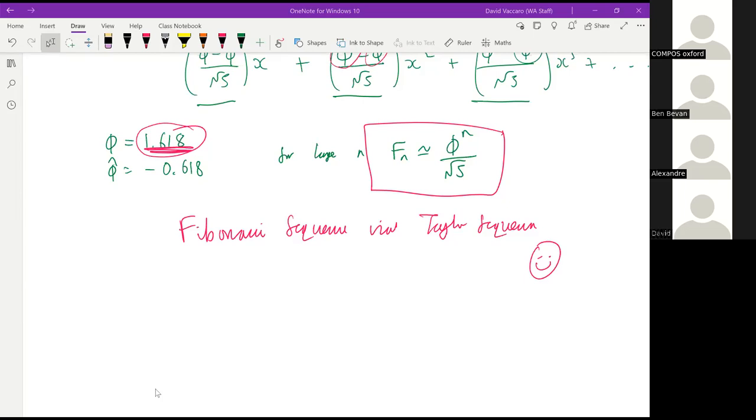There's a whole rich theory of generating functions and ways of defining generating functions in this way.